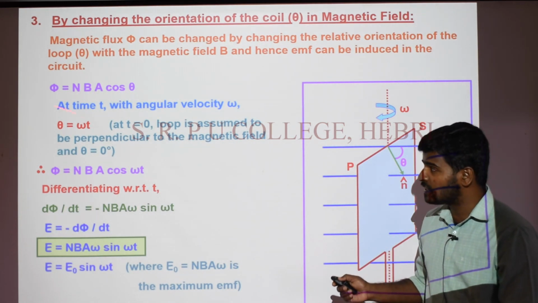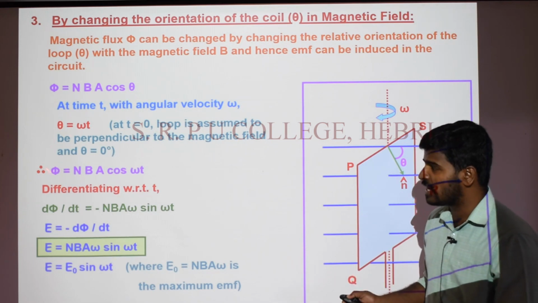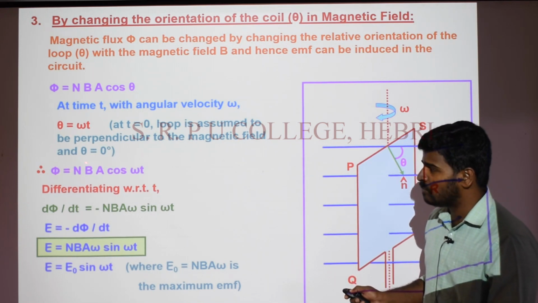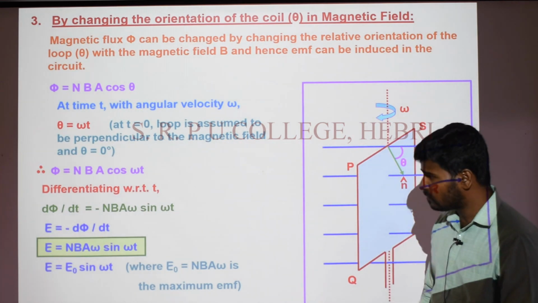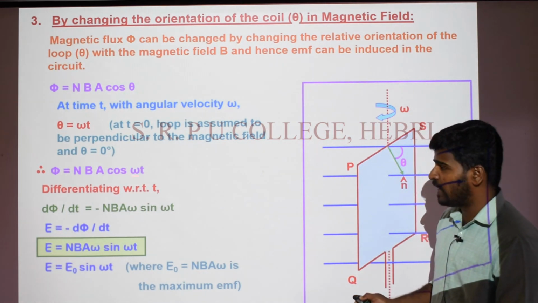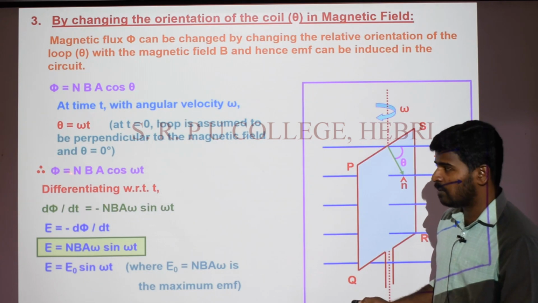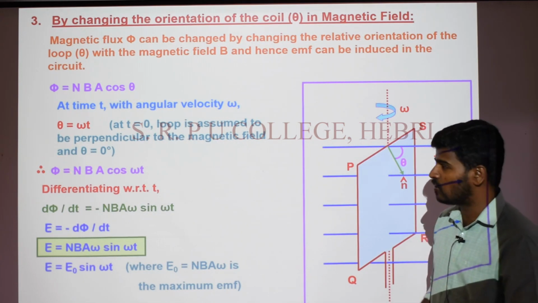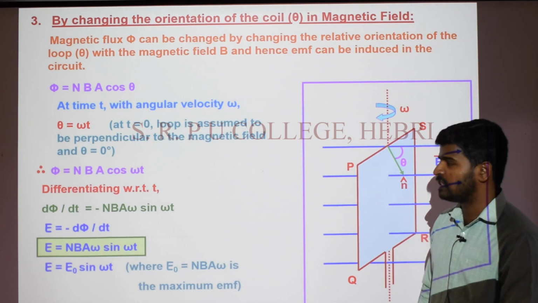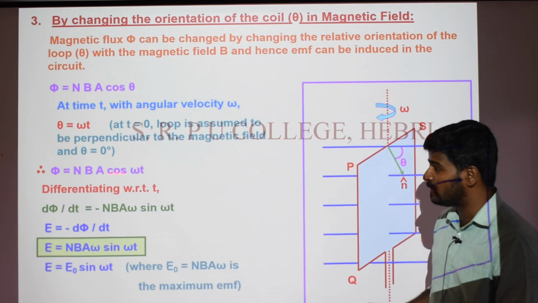In that, theta is equal to omega t, the same equation is considered as phi is equal to n times BA cos theta. Theta is equal to omega t, that is expressed by cos omega t. Now differentiating this equation, where n is the number of turns, that remains constant. B is the uniform magnetic field, that remains constant. Area of cross section of the loop is also considered as a constant. Therefore which one will be the variable?